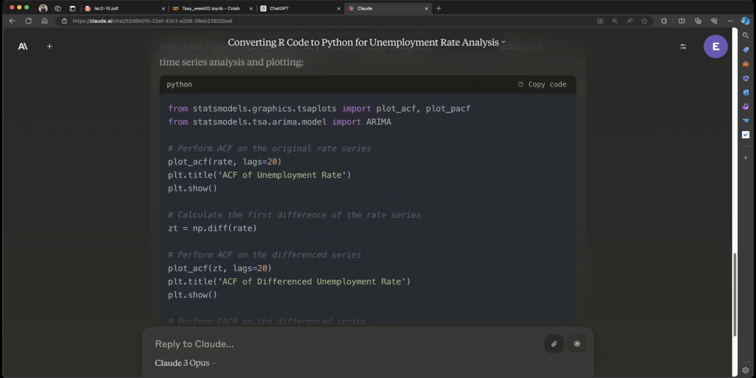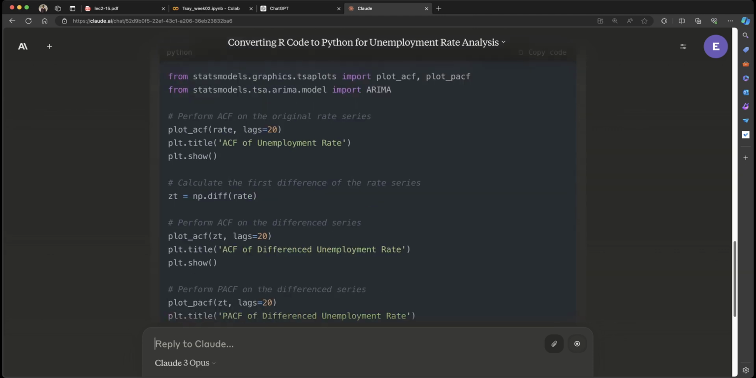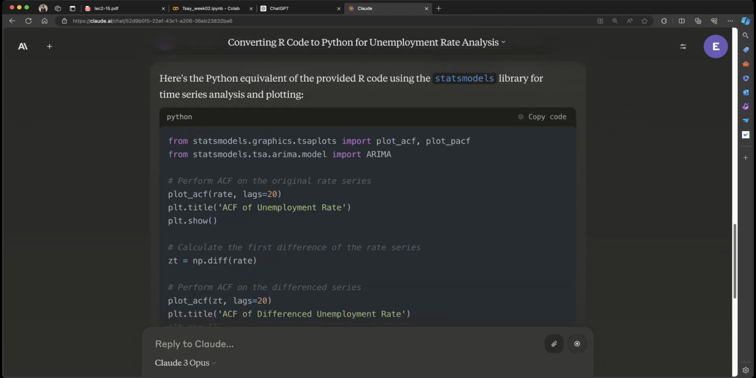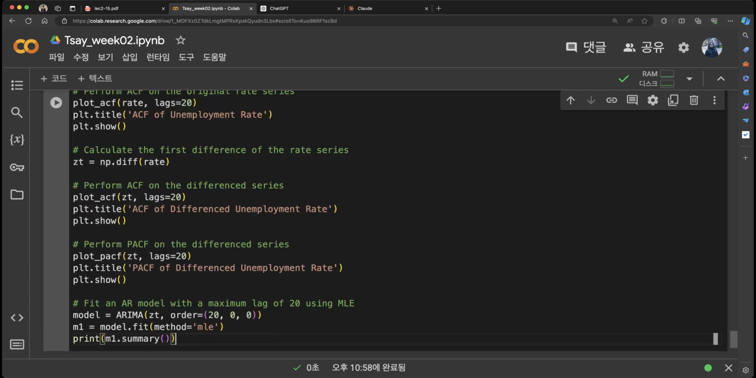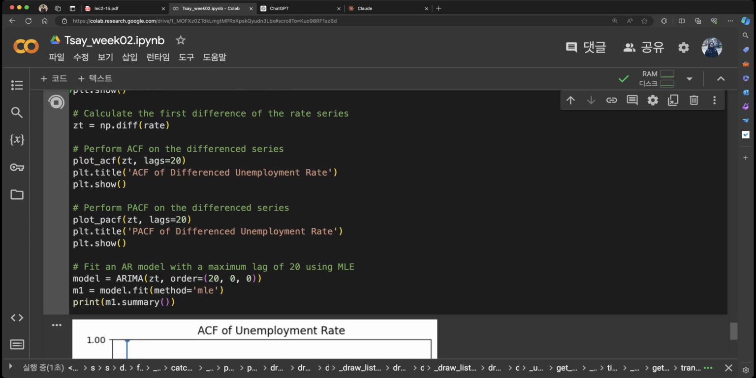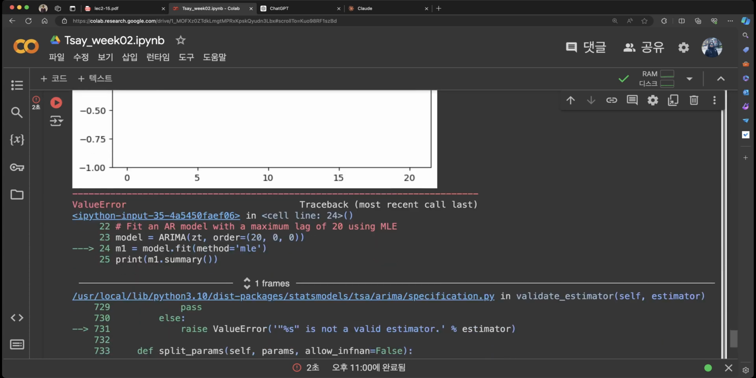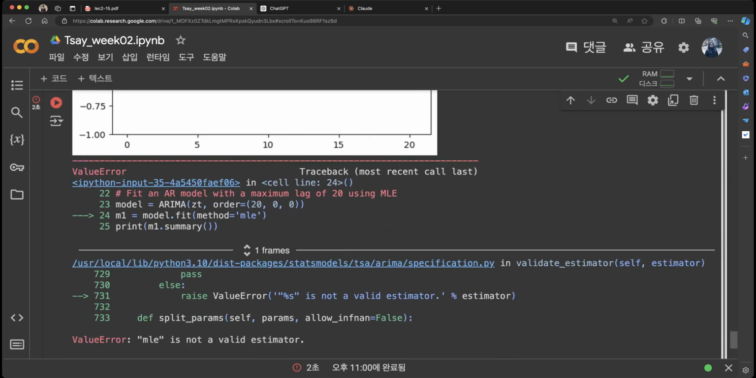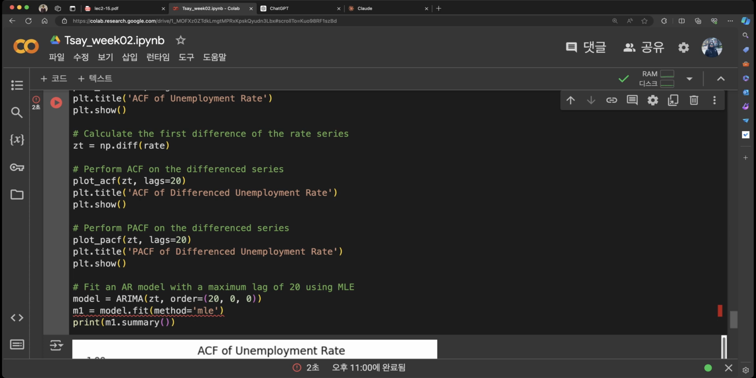Autocorrect, excellent. Okay, so Claude is clearly better. In this way, again copy, and then paste. Okay, it generates a solution. Oh, there is an error: MLE is not a valid estimator.